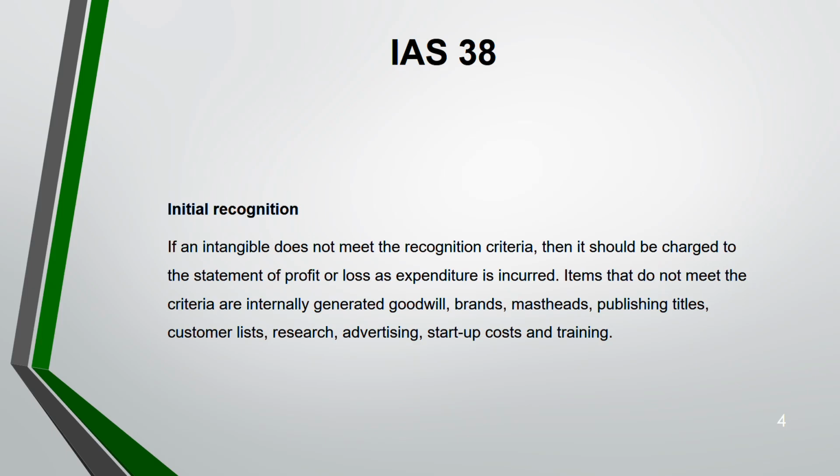If an intangible asset does not meet the recognition criteria, then it will be taken as an expense in your statement of profit and loss. Items that do not meet the criteria are internally generated goodwill, brand, mastheads, publishing title, customer lists, research, advertising, startup costs, and training. Why? It's very difficult to get a market for this. These assets are very unique.